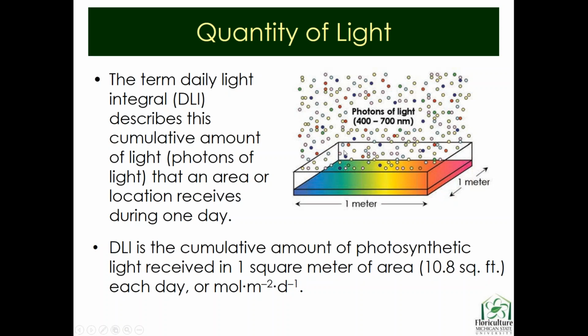One term that we often use in the greenhouse industry is daily light integral. This basically describes the cumulative amount of light, the photons of light, as we can see in this figure, that a plant receives over the course of one day. With daily light integral, it's basically 1 square meter, so it's that cumulative amount of photosynthetic light that falls within this square meter. This concept is really important, and we're going to talk quite a bit about it today and how it really affects the production of roots with both plugs as well as liners.